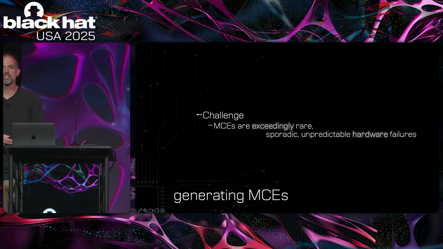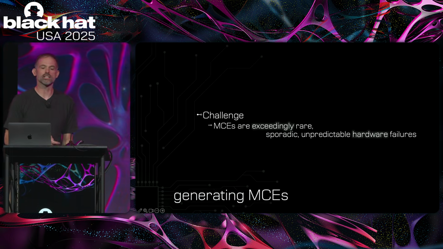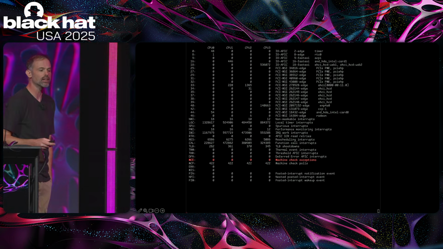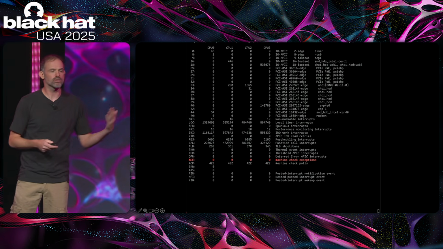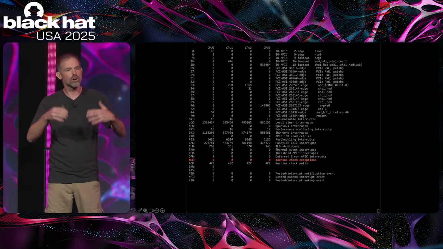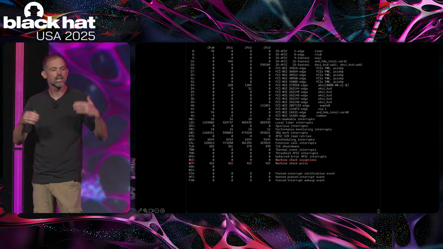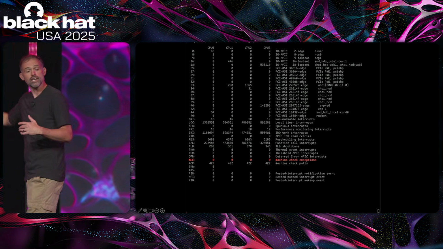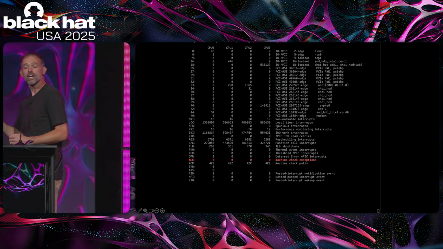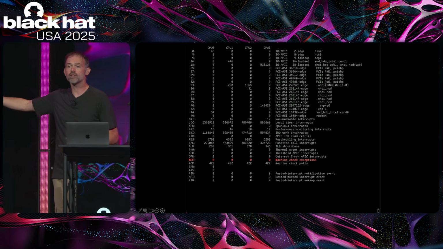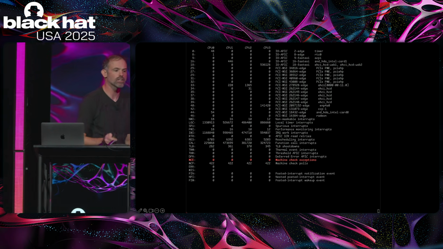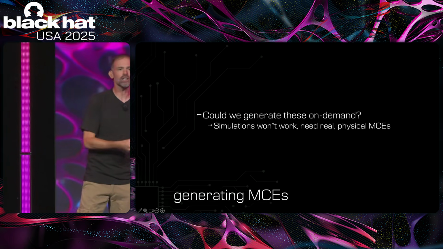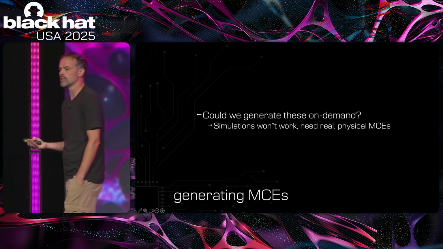But we've got a challenge. Machine checks are exceedingly rare. They're the sporadic, unpredictable hardware failures that don't normally ever happen. To see that in action, if you're on Linux, you can pull up /proc/interrupts, and you can see all the interrupts and exceptions happening on your processor in real time. You'll see that there are hundreds of events occurring every single second. But that highlighted line is how many machine checks we've seen. And you could watch this for years, and that highlighted line will never change on most systems if everything's running normally. You just don't get machine checks very frequently. So we've got a problem. We can't just wait years for a machine check to come in for exploitation.